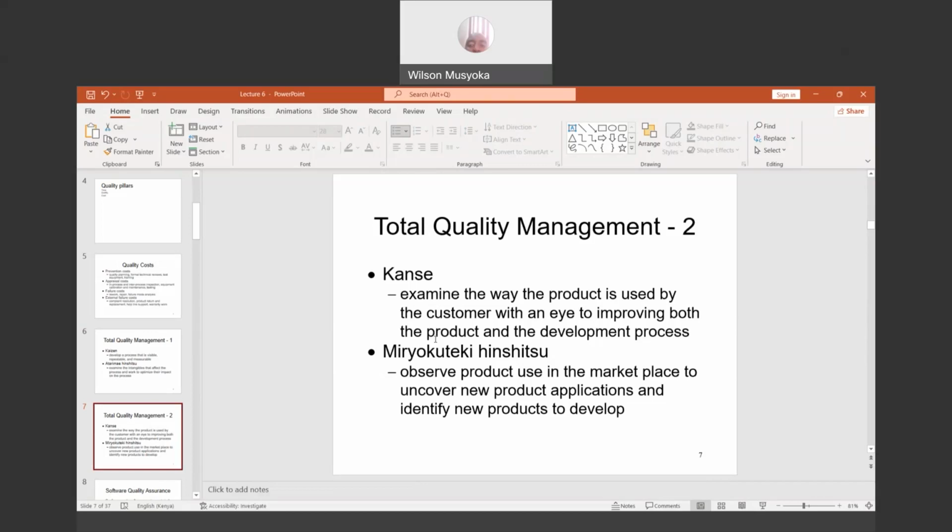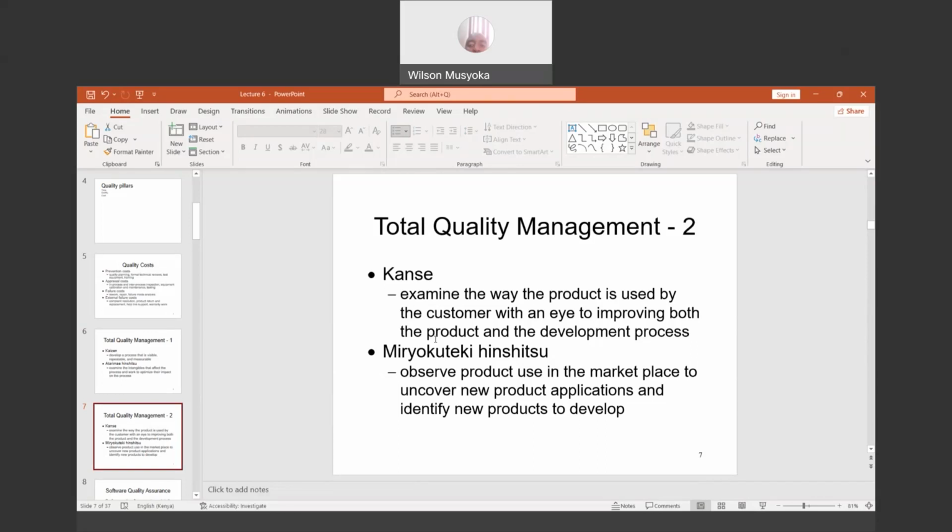Then there is also Mario Kuteki in Shitsu. This is where you observe the product use in the marketplace to uncover new product applications as well as identify new products to develop.